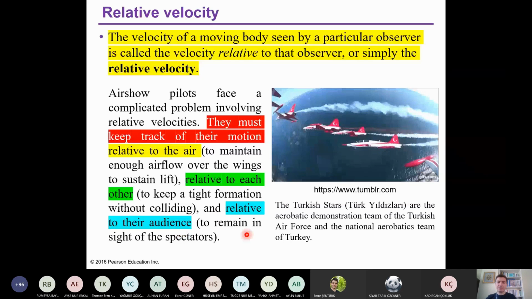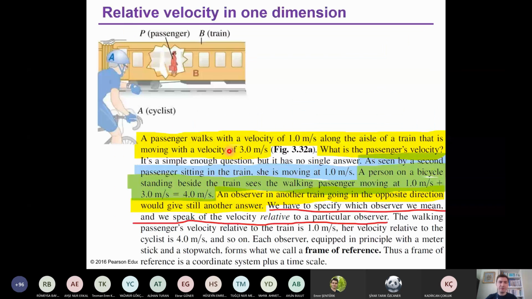So I will go into detail now. Here we have a very simple example. What do you see here? There is a cyclist. A cyclist. It is at rest. And then here there's a train, B is the train. And let's consider that the train is moving in this direction. And there is a passenger within the train, and she is moving in this direction.